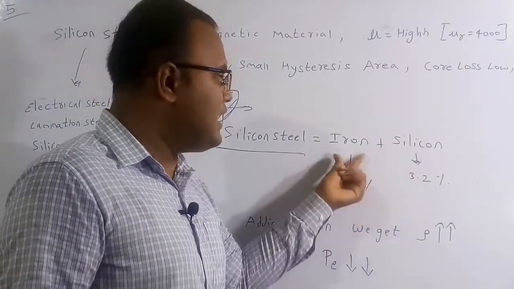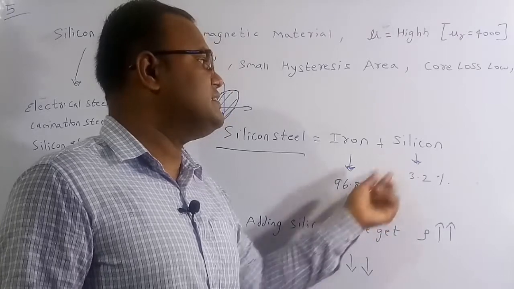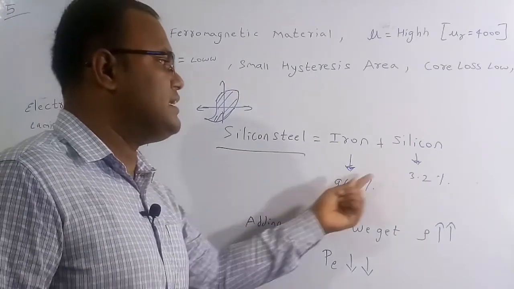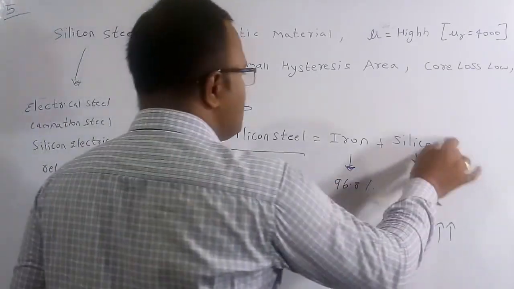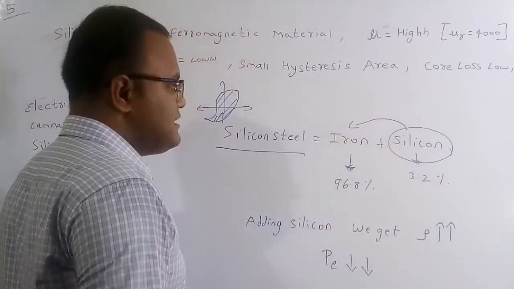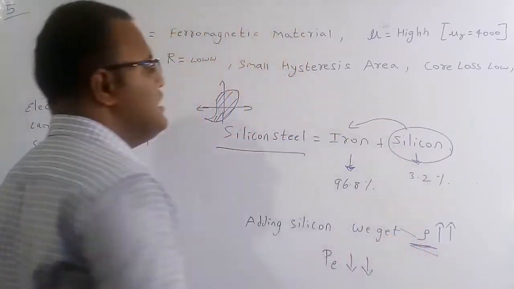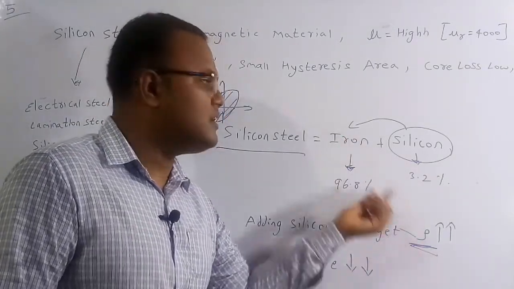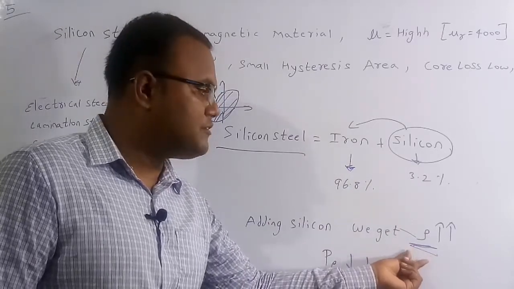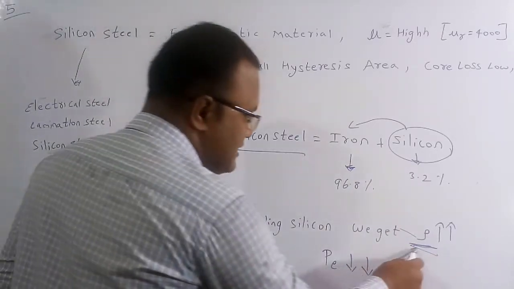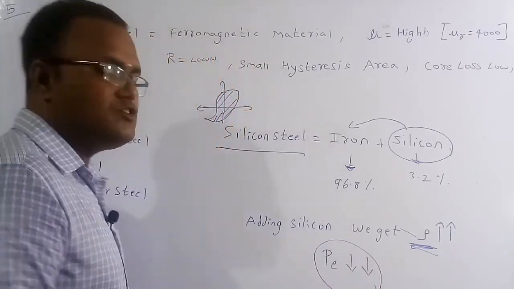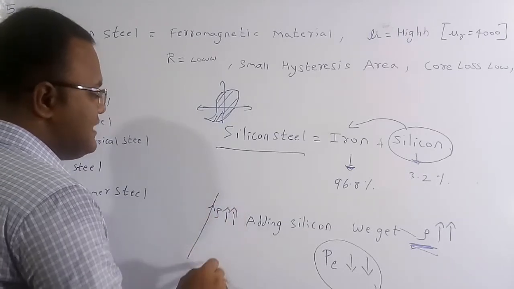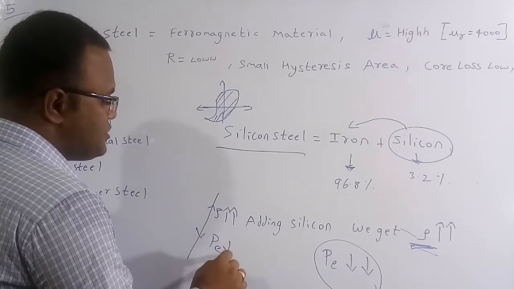Also, silicon steel contains two important components, iron and silicon. Iron is 96.8% and silicon is about 3.2%. So basically silicon steel is a combination of iron and silicon. By adding silicon to iron, the resistivity of the material increases, so the resistivity of the silicon steel improves. Because of this, if the resistance property increases, the eddy current loss decreases.